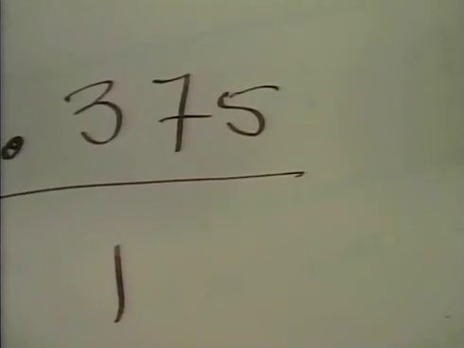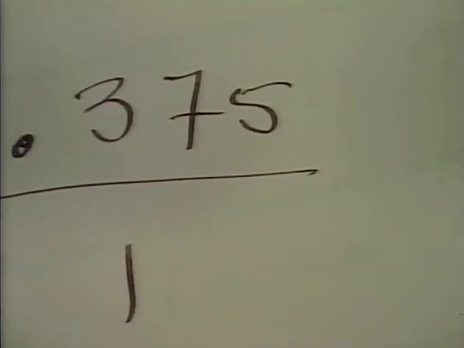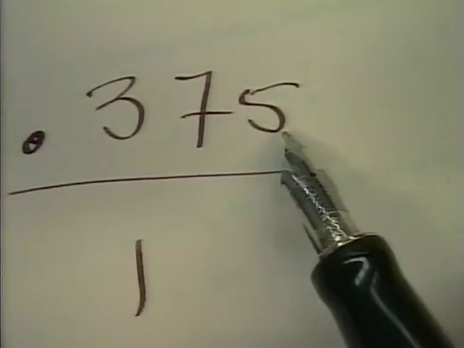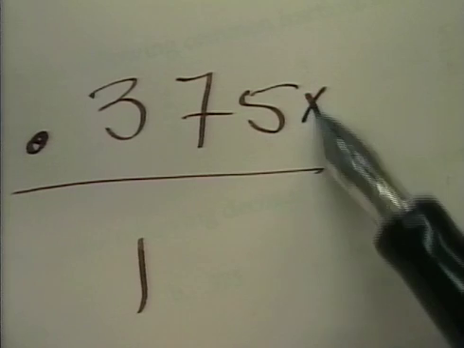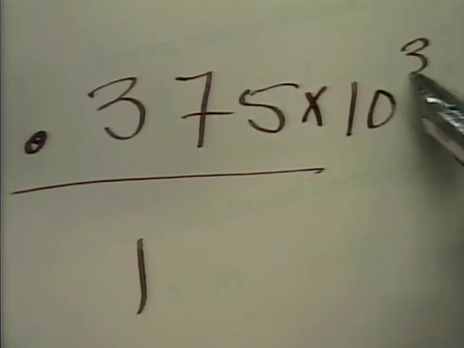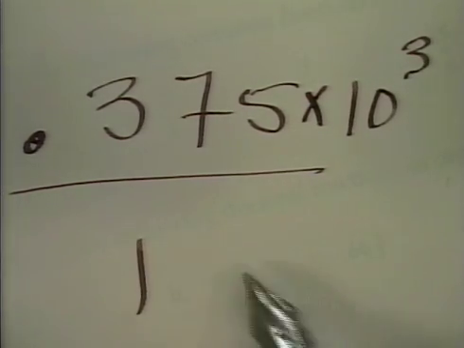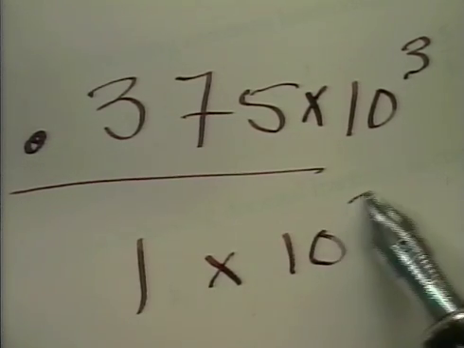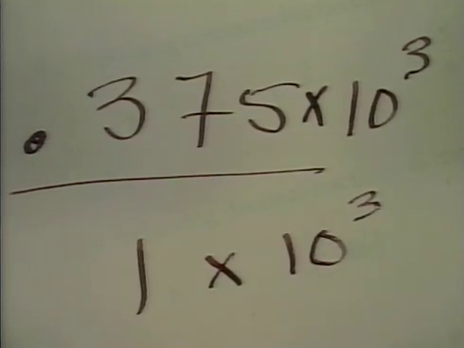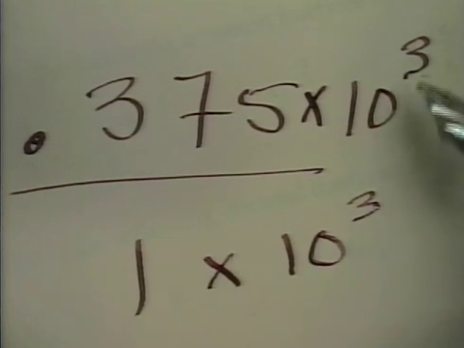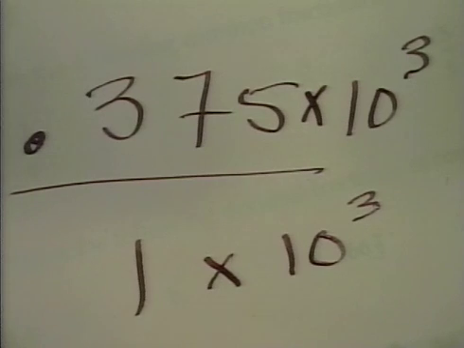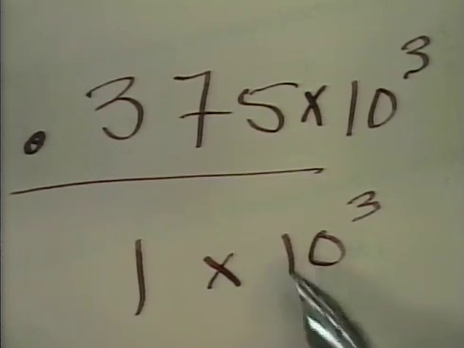Multiply by what now? 10 to the third. I want to move this decimal 3 places over, so I'm going to multiply by 10 to the third. And what must I do by the basic principle of fractions? The same thing here. What does this exponent do to that decimal? Moves it to the right. So that's 375. What happens in the denominator?